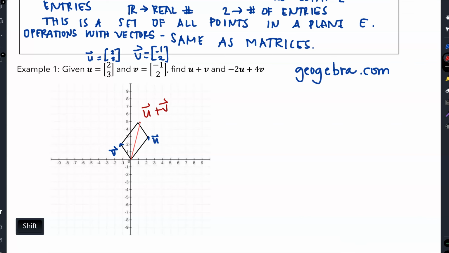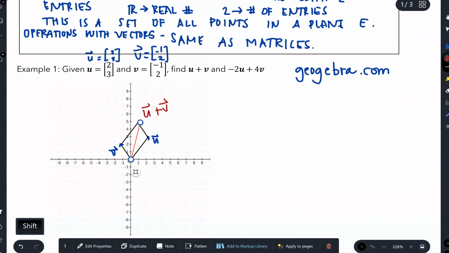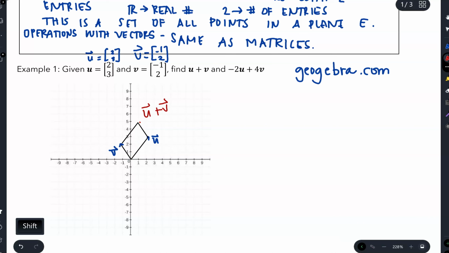Oh, that red line's not even on the correct spot. I didn't draw it right. That's why that didn't work out.